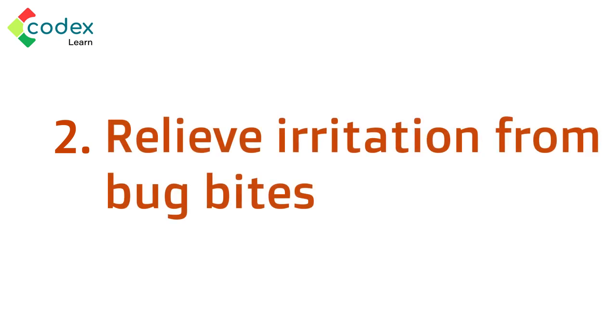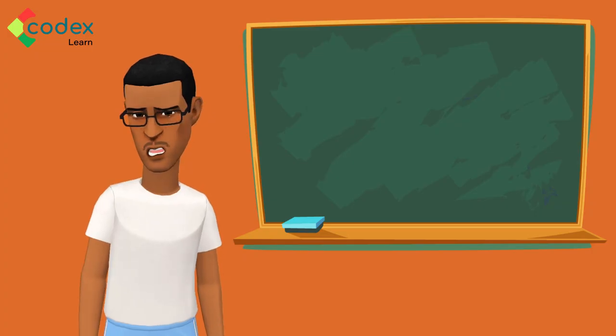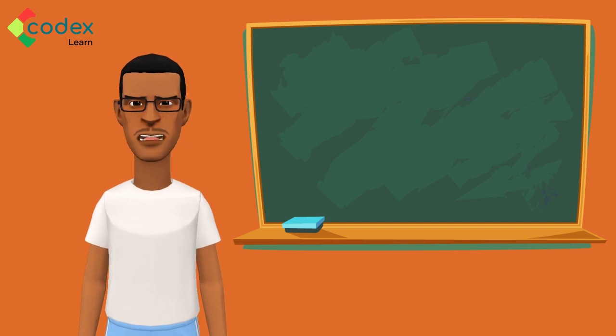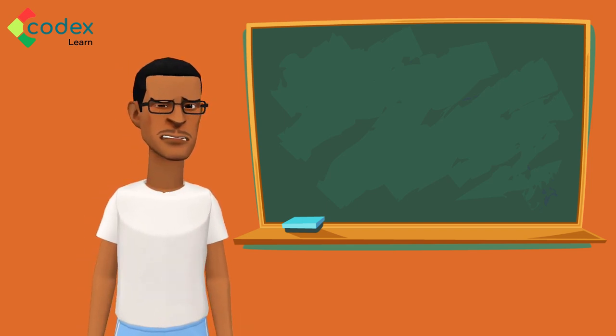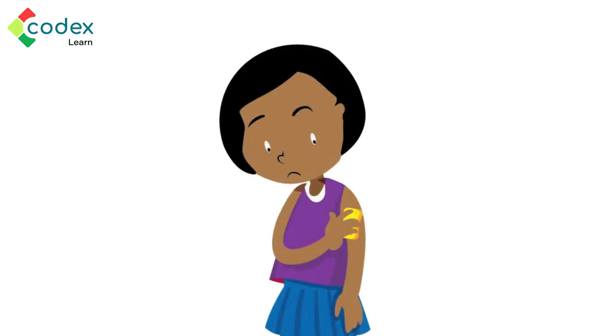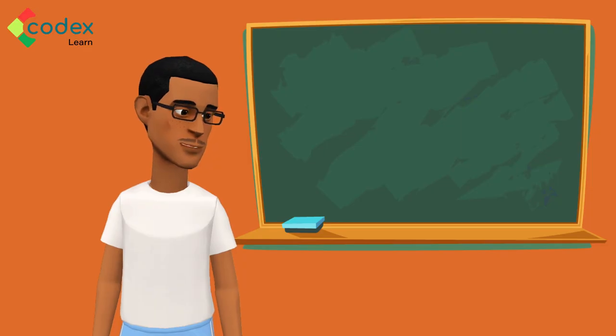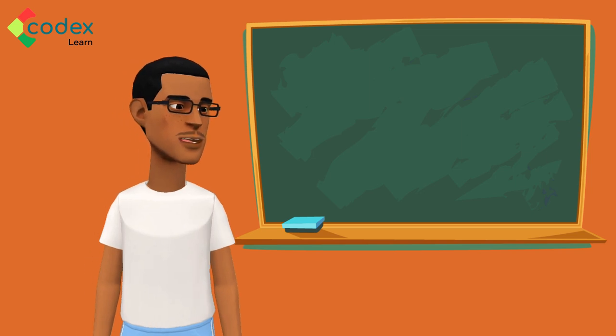2. Relieve irritation from bug bites. Bug bites can be really itchy and painful. Ouch! That hurts! If you get bitten by a bug, like I did, and the pain or itching is unbearable, you can relieve the irritation using soap. That has got to do the trick. Rubbing a dry bar of soap on the skin where I was bitten relieved the pain almost immediately. You should try this when next you have an itchy or painful bug bite. Best to stay away from bugs too.